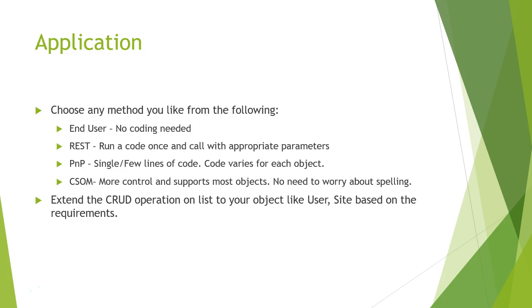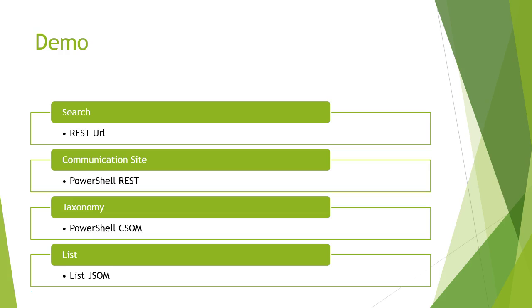So if you have no coding needed, just go ahead and use the end user way. And if you want to do it just once and you don't want to start coding, you can just use the REST URL and get the details. And if you want to code in few lines, then do PNP. And the most powerful is CSOM. In case PNP is not available or REST is not available for a particular object, then go ahead with CSOM. Once you do that for a few objects, you will be able to extend that to other objects like user, site, or columns based on your needs. So you start off with one object and you can happily extend that to other objects.